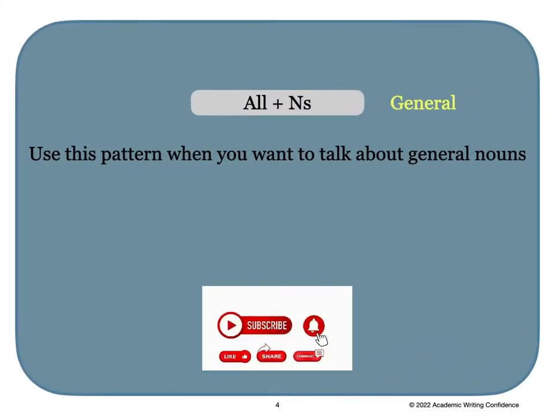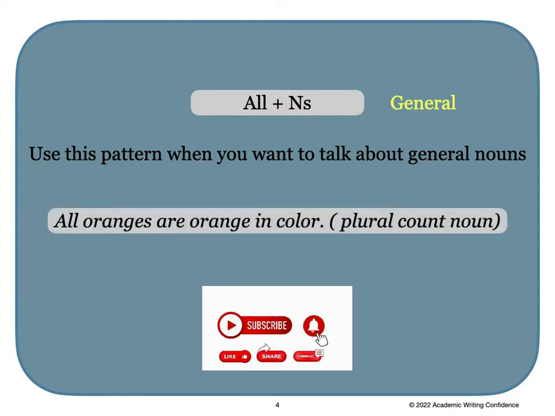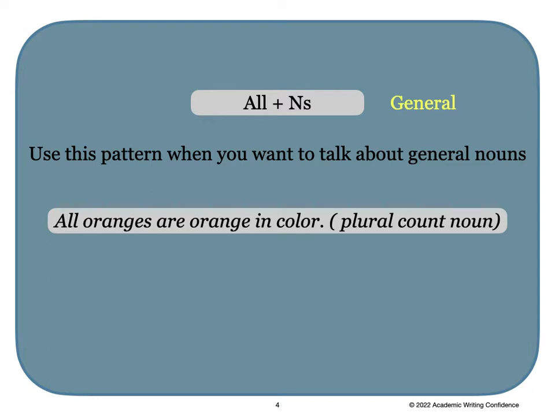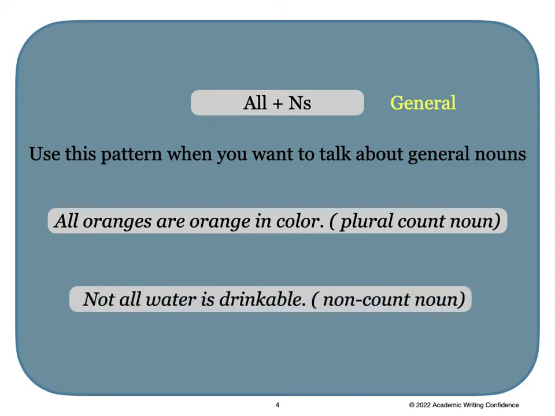Let's talk about when we use the phrase all plus a plural noun. Now, you want to use this pattern when you talk about general nouns. All oranges are orange in color. This is when we use a plural count noun. We can count oranges. Not all water is drinkable is an example of a non-count noun, water. We cannot count water.